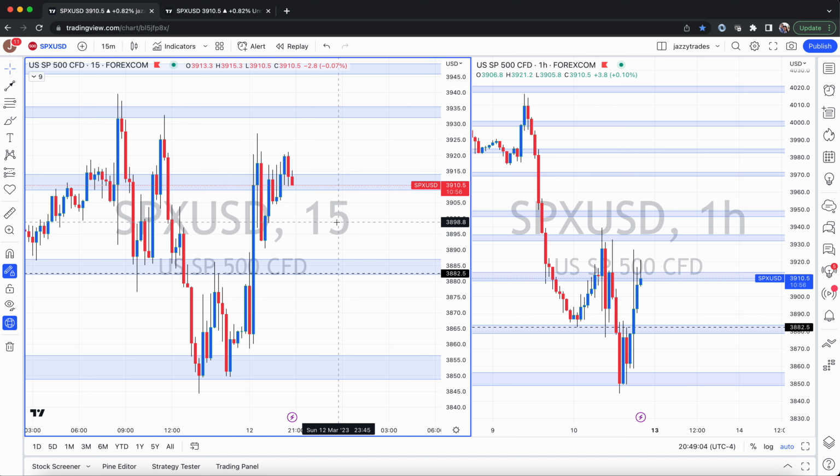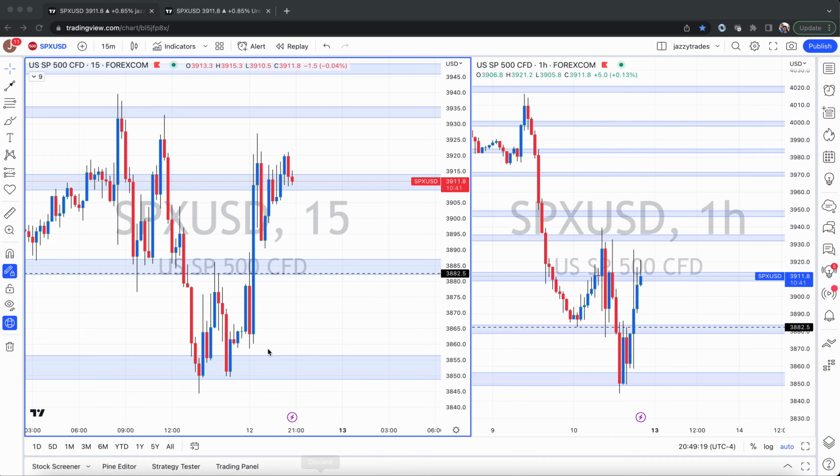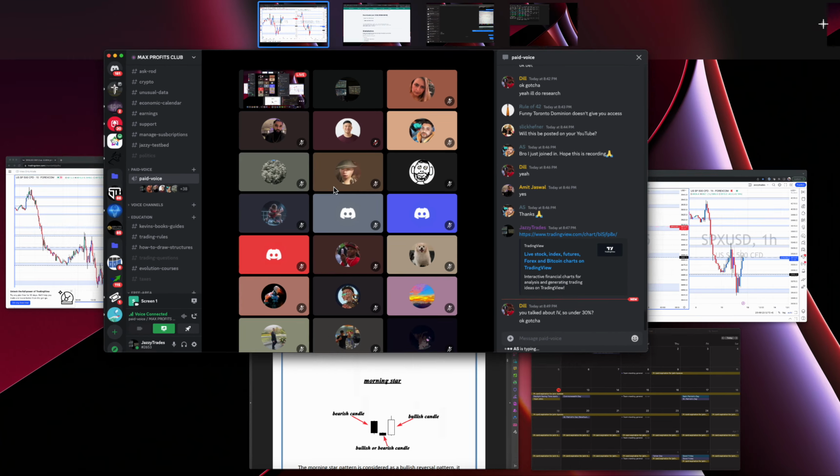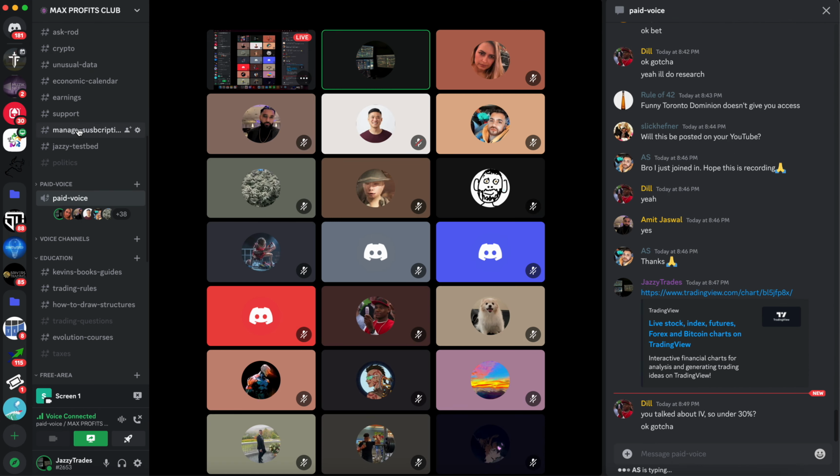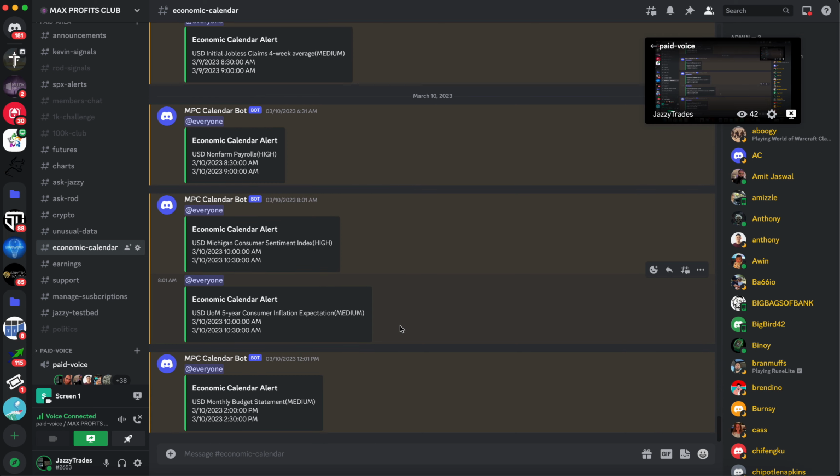Just let these two people type. So IV typically on a normal day will be like 15 to 20%. If it's 30%, that means it's a big news day. You can go under economic calendar on Discord, or you can use any website. On Friday it was the Michigan Consumer Sentiment Index at 10 a.m. That's why it was high. It was close to 30%. That's why contracts were expensive.